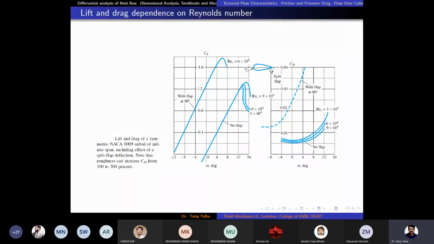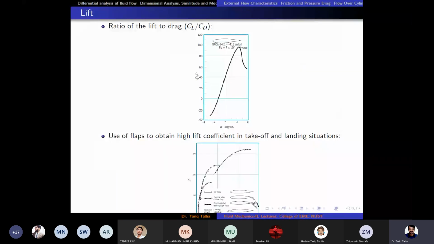If we put these flaps downward, it would increase lift. But if we put them in the upward direction, it would reduce lift. So we move them in the upward direction when we want to land the aeroplane, and when we want to take off, we move them in the downward direction. So they are movable by the pilot of the aircraft. So that was the concept of wing flaps.